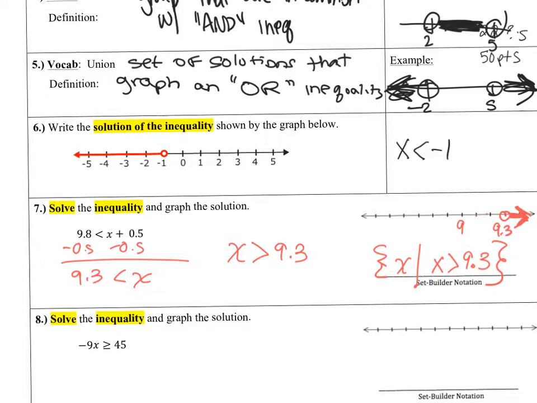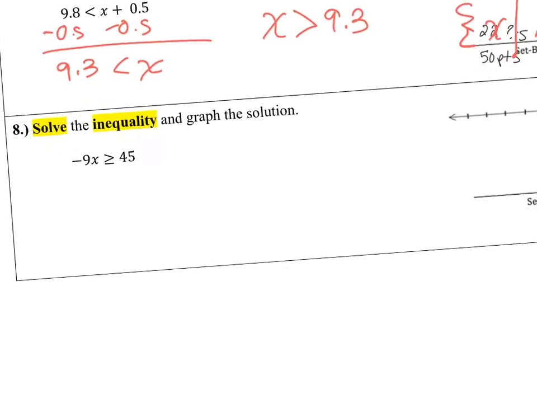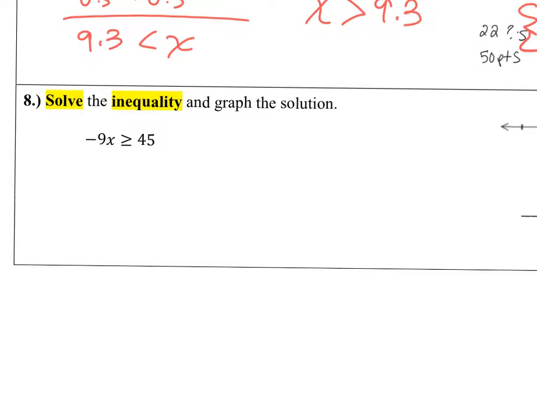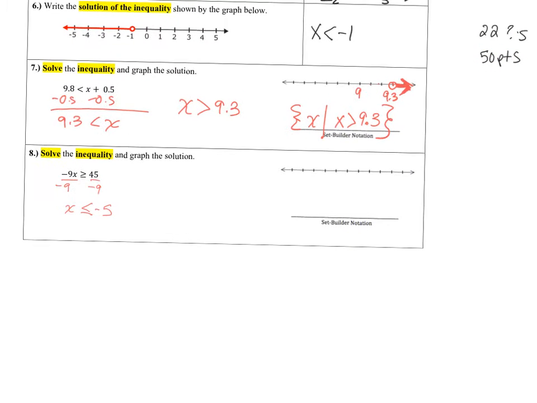Okay, the next one, number 8. In order to solve, I'm going to have to divide by a negative, which means you have to remember to flip the symbol. So you get x is less than or equal to negative 5. And then to graph this one, you're going to go to your number line. You can say if this is negative 5, this is 0, and this is 5, it's closed circle, shaded to the left.